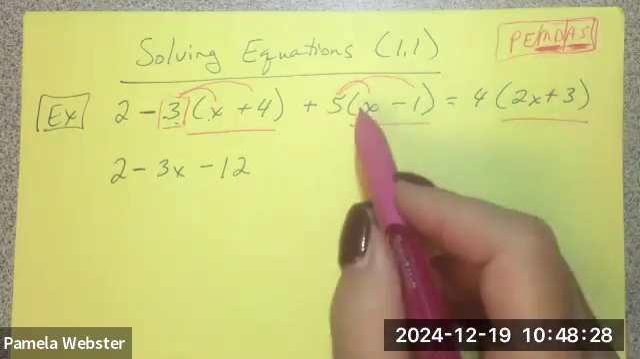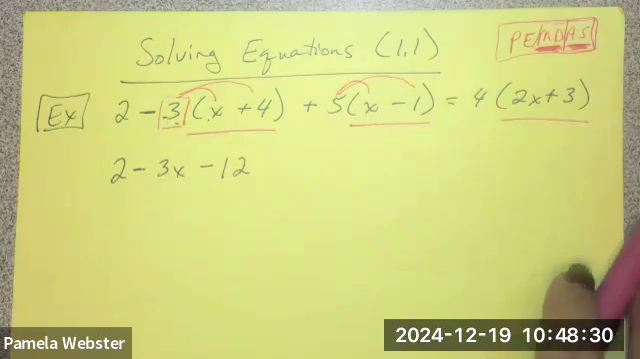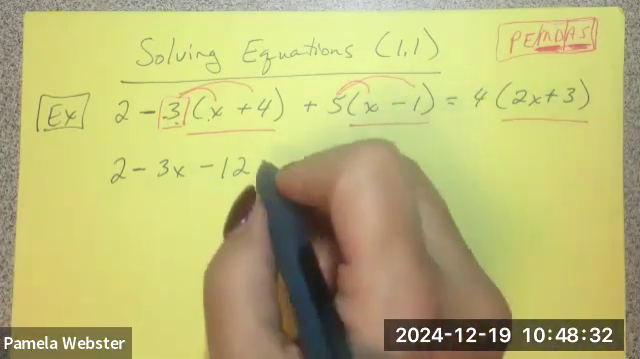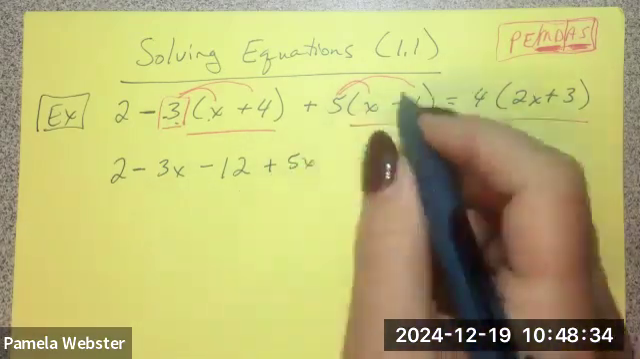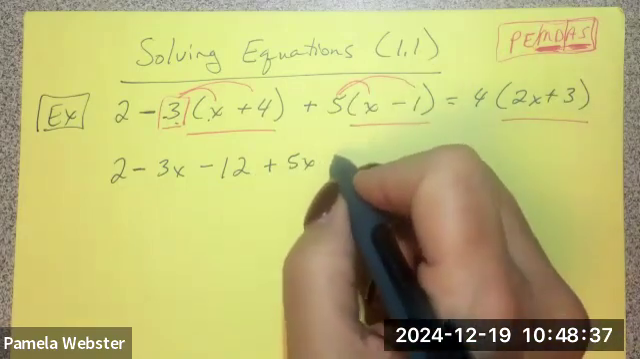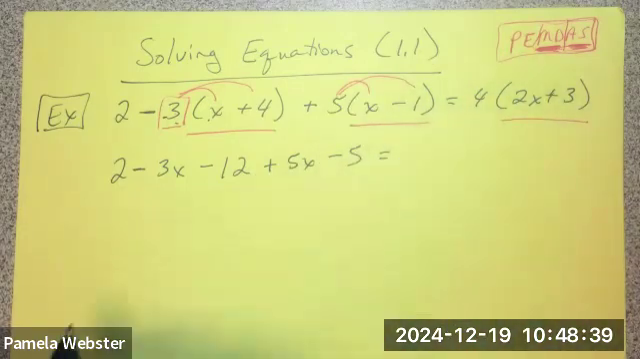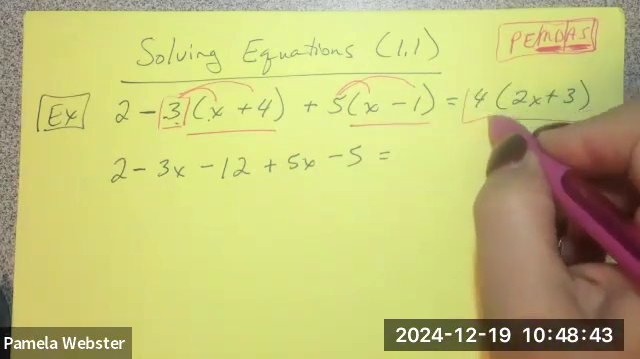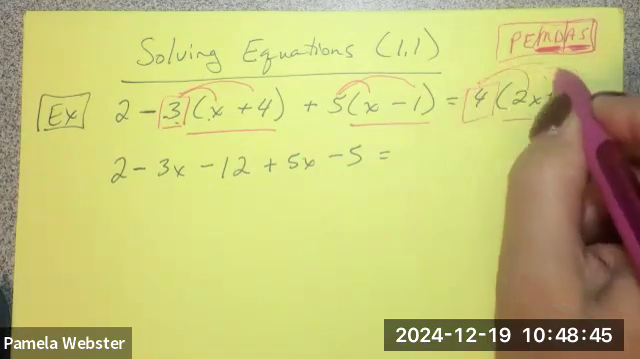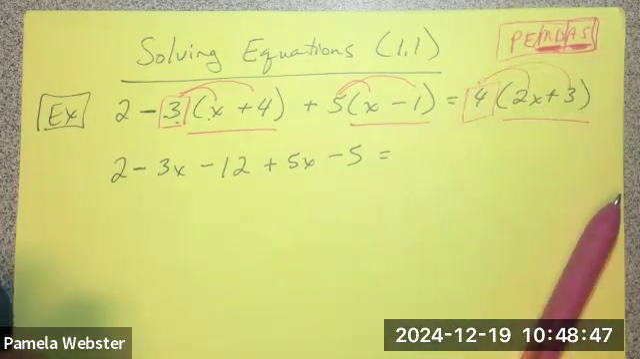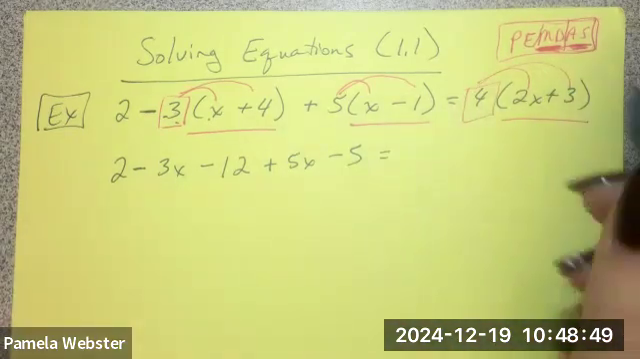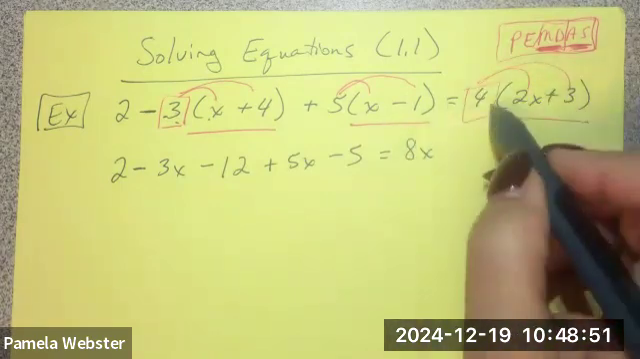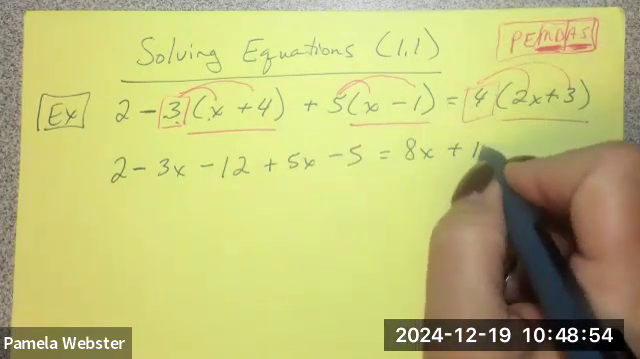Okay, so here I've got 5 times (x minus 1). I'm going to do the same thing. I'm going to distribute. So plus 5x. 5 times negative 1 is minus 5. And last but not least, on this third set of parentheses, I've got a positive 4 being multiplied in, and it's going to be 4 times 2x is 8x, and 4 times 3 is plus 12.